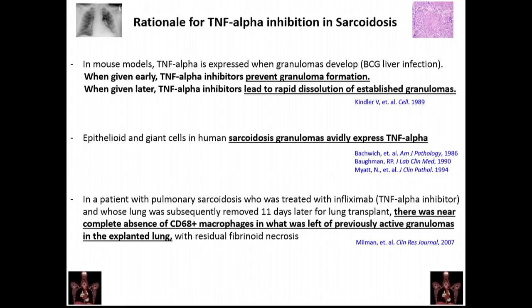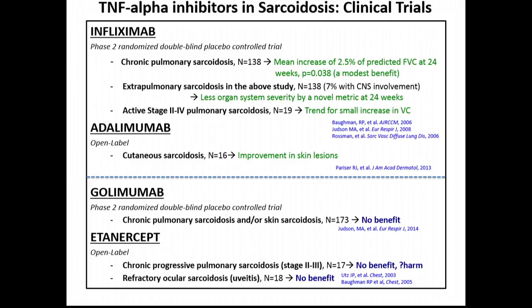The logic is that TNF is involved in granuloma maintenance. In mouse models, if you give TNF inhibition early, you can prevent granuloma formation. If you give it later, it can make them go away. Granulomas express TNF-alpha, and there are some interesting examples, even with lung biopsy, showing that you can make granulomas go away pre and post treatment.